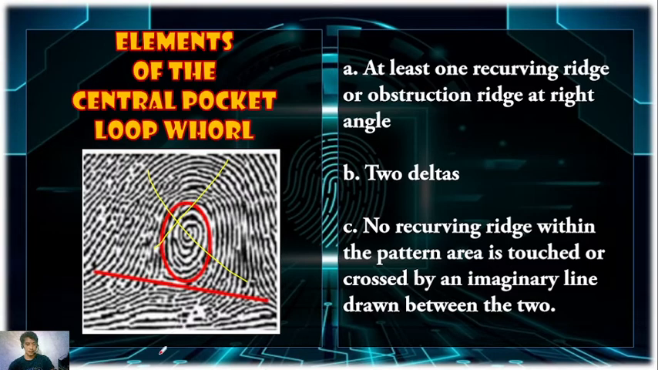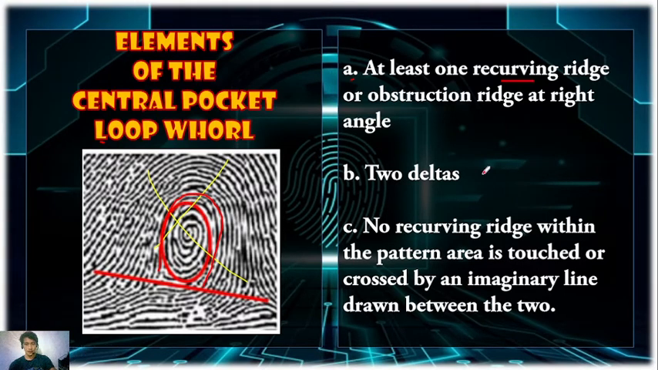Okay, bakit natin nasabi na central pocket loop whorl? Okay, so ngayon sa characteristics naman, the first element, kinakailangan meron siya, it possesses at least one recurving ridge. Kaya nga nasabi natin na central pocket loop whorl yan kasi merong loop or merong recurving ridges. So, merong recurving ridge dyan sa gilid na ng whorl pattern.